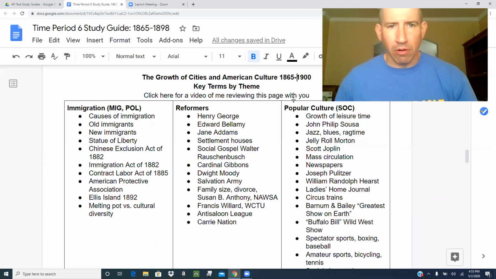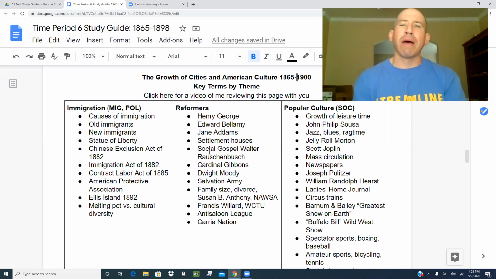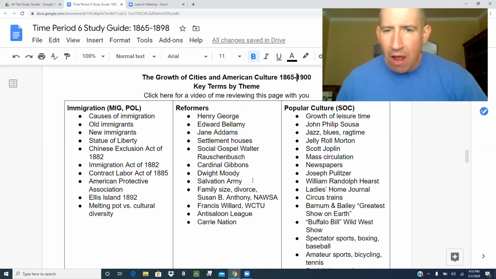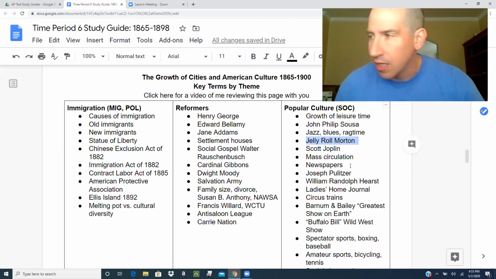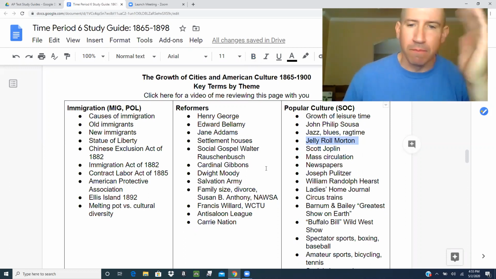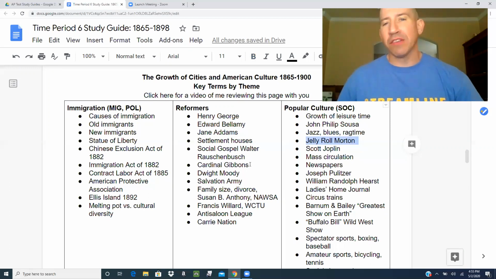Okay, so now we are looking at part three, the growth of cities in American culture. And you're going to see an indescribable amount of minutia here, right? Are you going to be okay if you don't know who Jelly Roll Morton is? Yes. But again, what we're doing here is seeing how everything fits together in the larger picture.